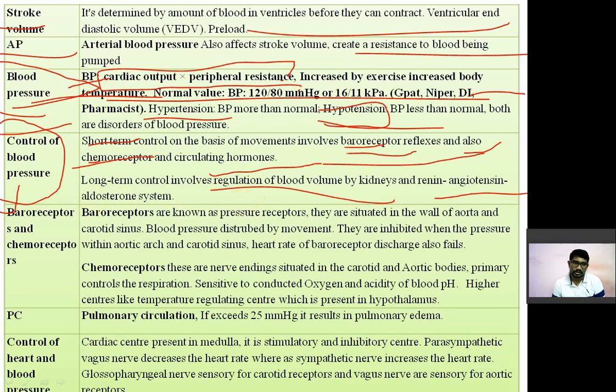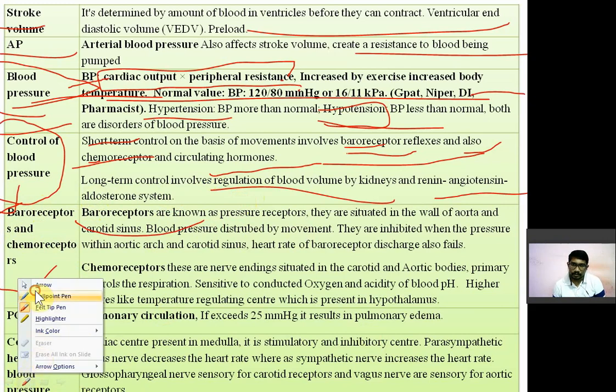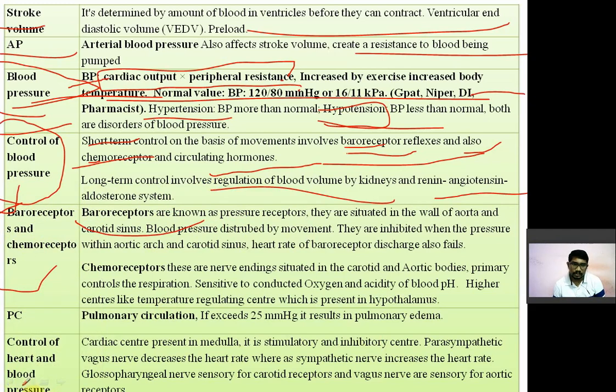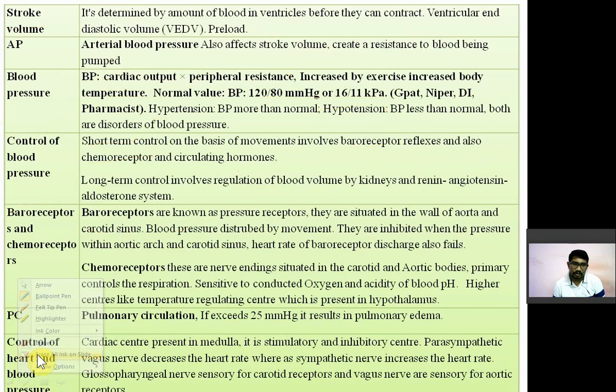So baroreceptor and chemoreceptor, again you can see. What do you mean by baroreceptors? I have already explained. Known as pressure receptors, they are situated in the wall of the aorta and carotid sinus. When blood pressure is disturbed by movement, they will send a signal to the brain. They are sensitive to pressure, and depending on their signal, the brain will release neurotransmitters. Chemoreceptors are sensitive to pH change or oxygen and carbon dioxide level of the blood.